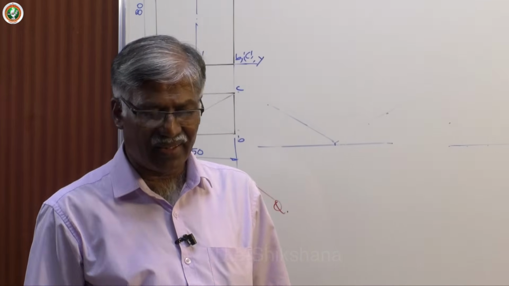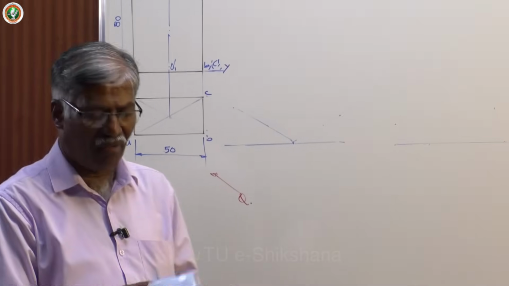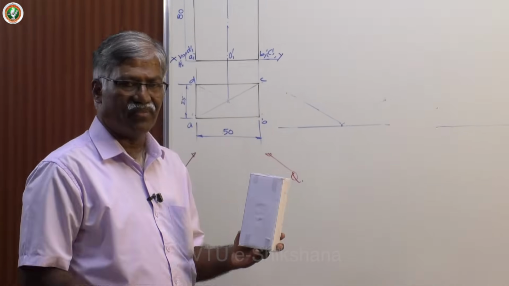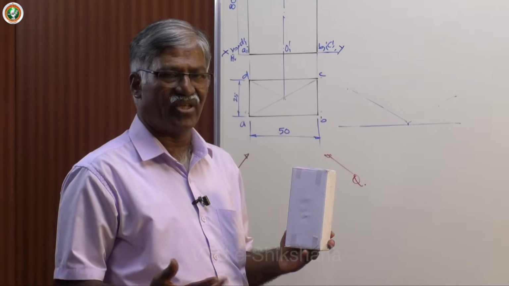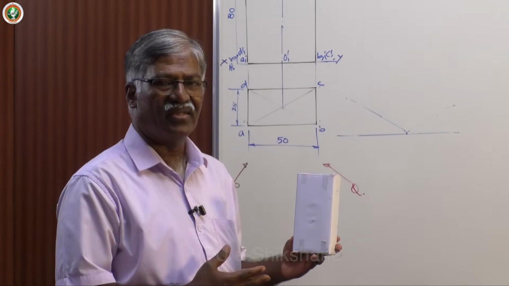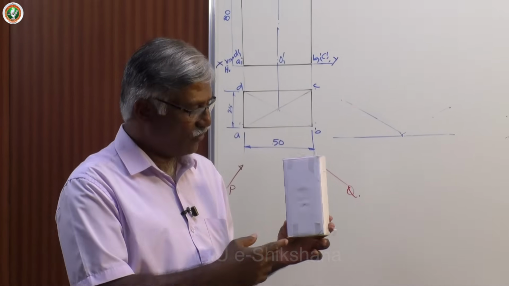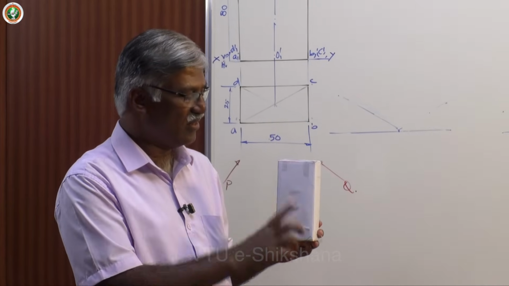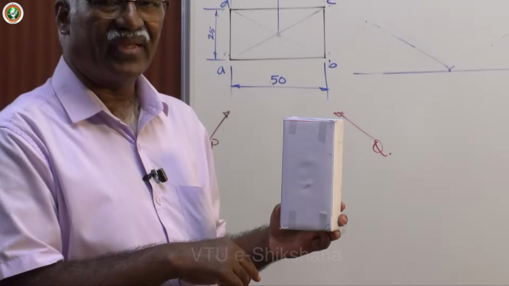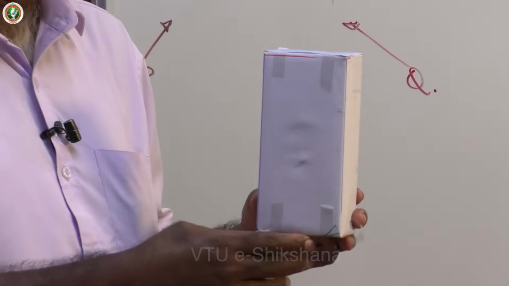Now let me take a simple model of the rectangular prism. This is the best model to discuss any item, for example projection, etc. Here also it is very important. I have two types of edges, shorter edge and longer edge, and the height for the prism. This is the top face, this is the base.